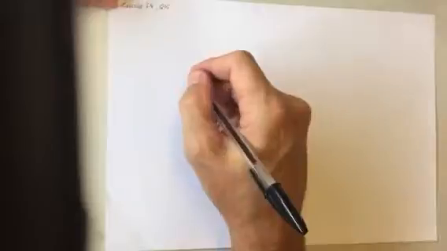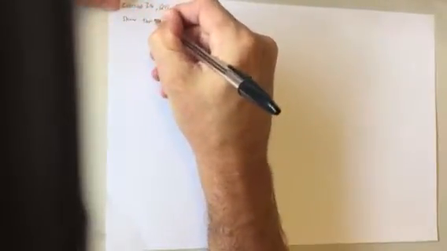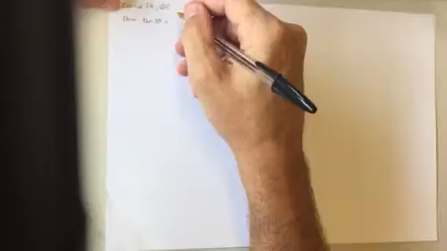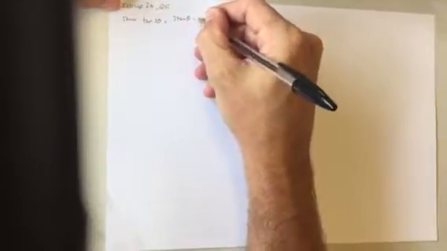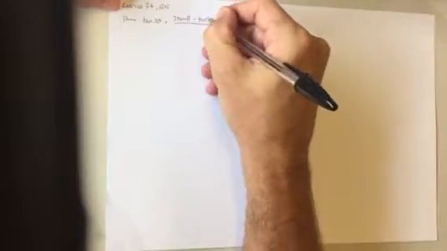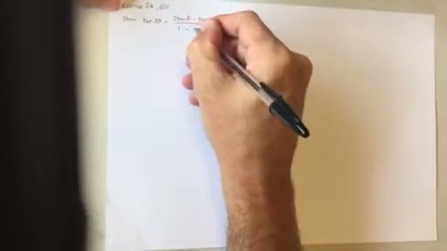Alright, this question is from exercise 3.4, question 15. It's to show that tan 3 theta is equal to (3 tan theta minus tan cubed theta) over (1 minus 3 tan squared theta). Alright, so start with the left hand side.